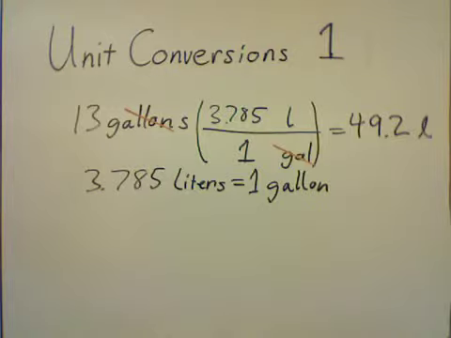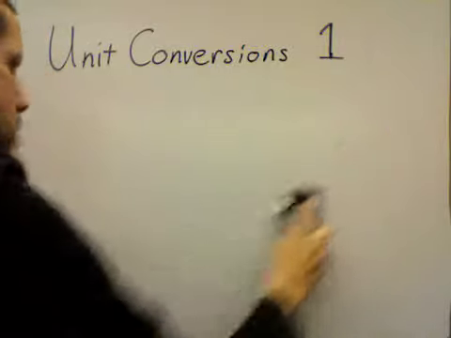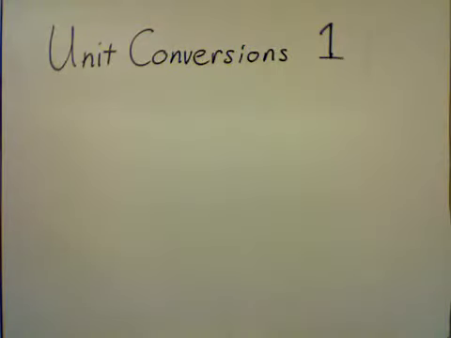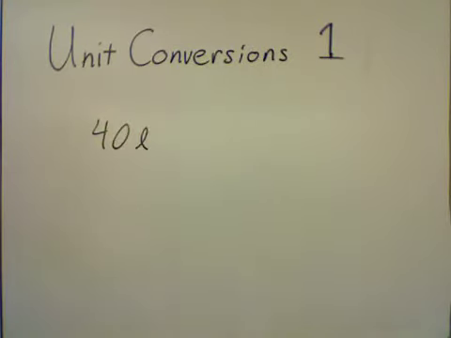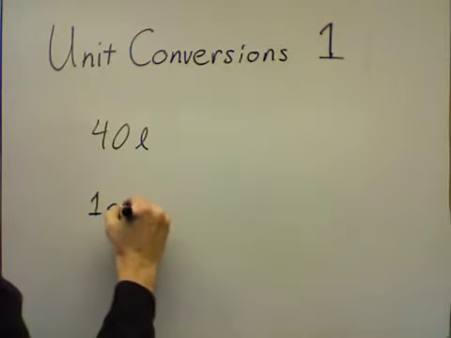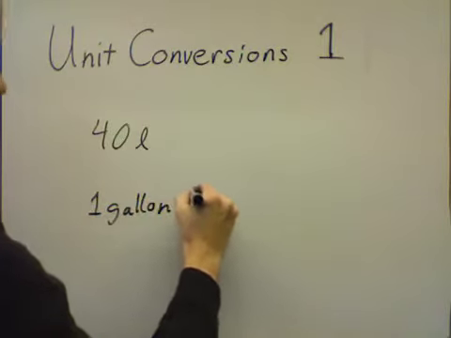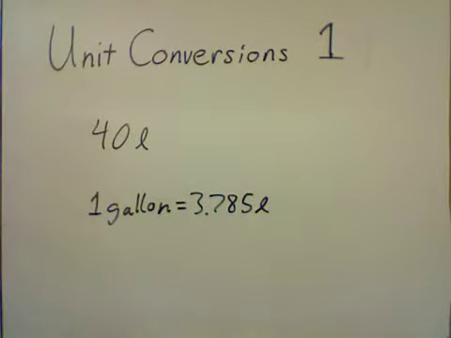Now let me try one more, and let's go the other way this time. Let's suppose that somebody from Canada came to the United States, and they told me that their gasoline tank held 40 liters, and they wanted to know how many gallons that was going to hold. Well, suppose I had the same conversion factor. Let me write that down again. 1 gallon equals 3.785 liters.